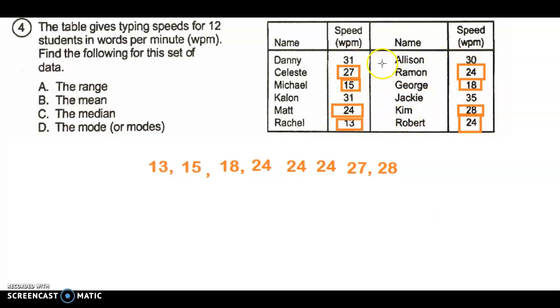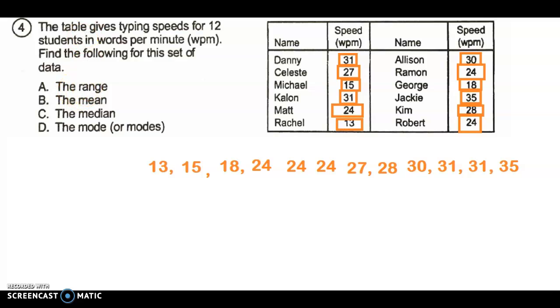Now I have 30s. I have 30, 31, 31, 35. So let's just do those four real quick. 30, 31, 31, and 35. And then, again, box them up. I got rid of all these guys. And there we go. I have them in order now.